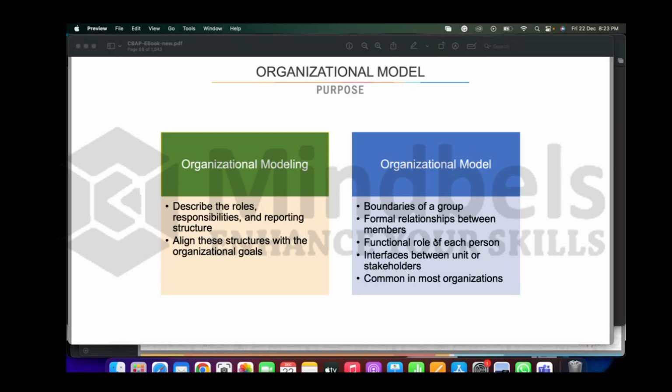You will see a lot of collaborative events, collaborative tasks completed in a group by different departments. So that is your organizational model. Formal relationships, functional role of each person, interface between a stakeholder, common in most organizations. So it's nothing but, after you know the organizational model, structure, architecture, whatever you want to call it, then you will be able to align the goals and activities, tasks, whatever you have planned for.